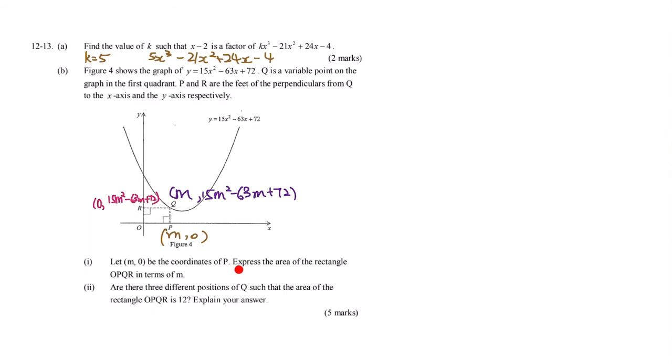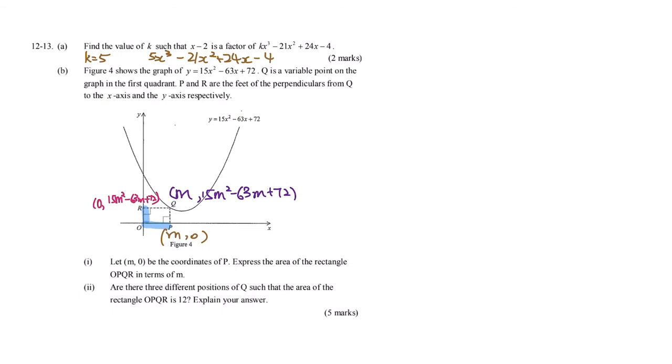And then next, express the area of the rectangle OPQR in terms of m. So you have to express this rectangle area, and in the answer you should have m at least. So how do we find the area of the rectangle? Well, it's length times width. So you need to know the length OP and also the length OR.